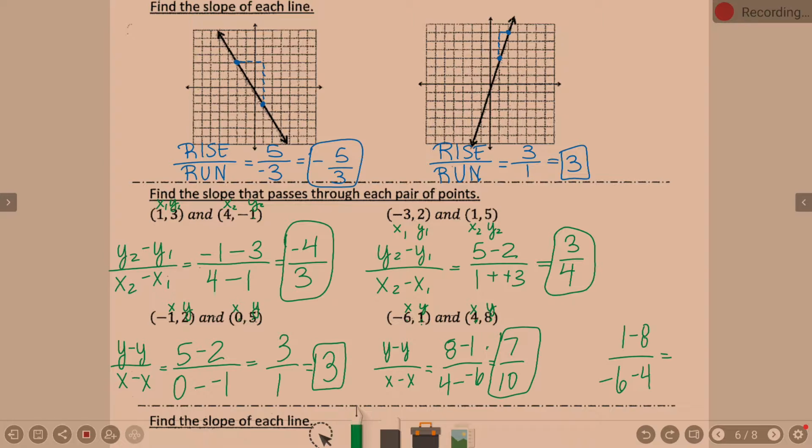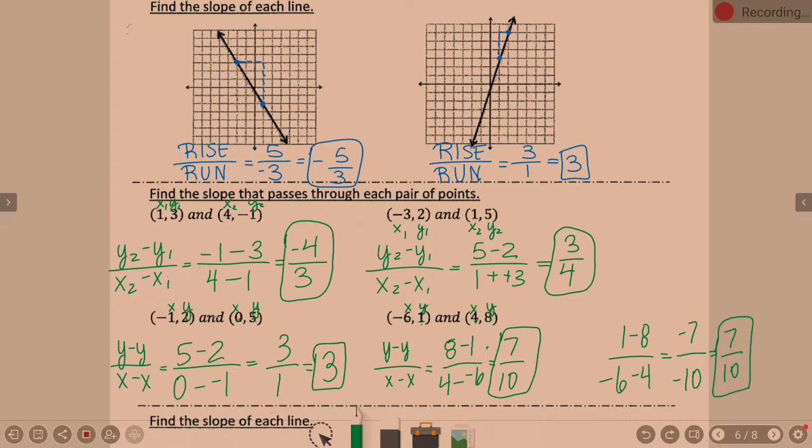And that would be 1 minus 8 is negative 7. Negative 6 minus 4 is negative 10. What's a negative divided by a negative? So it's still 7/10. Guys, don't leave any of your answers as negative divided by negative. Realize that a negative divided by a negative is a positive. So you can pick, as long as you're consistent, it doesn't matter which set you start with. The key is you do have to make sure it's y's on top, x's on bottom. Some of you will make that mistake, and you'll be so mad at yourselves.